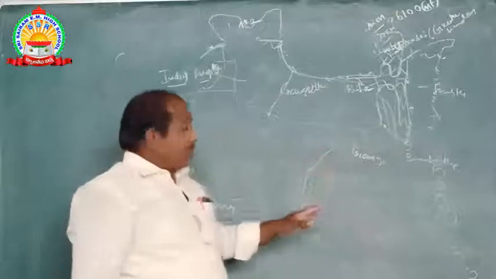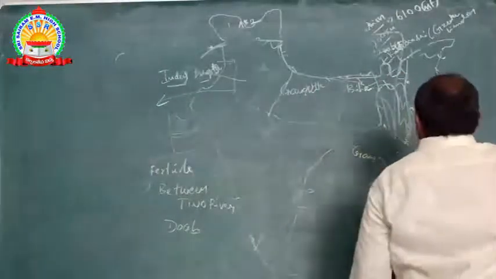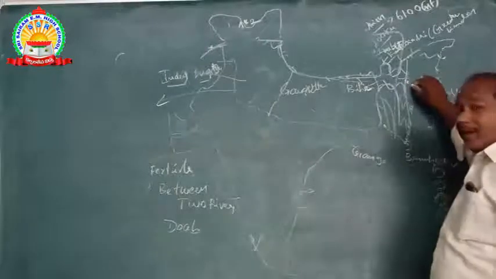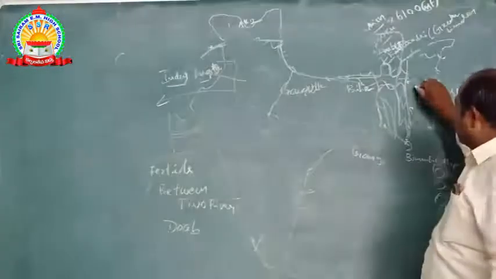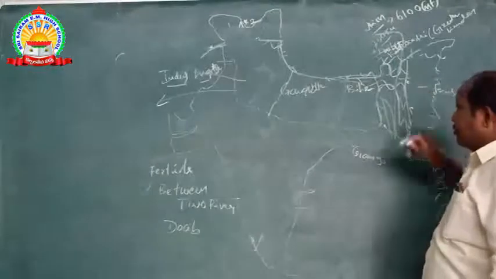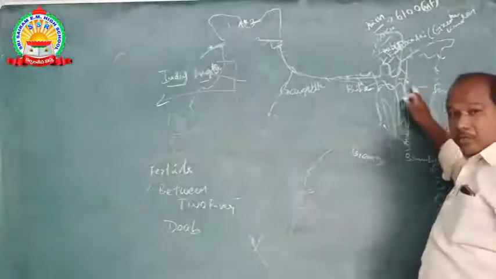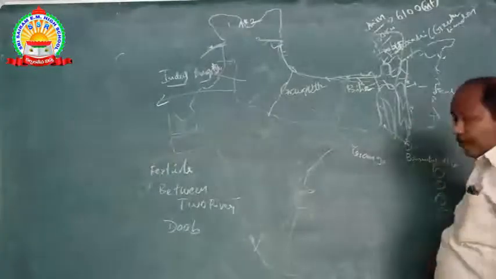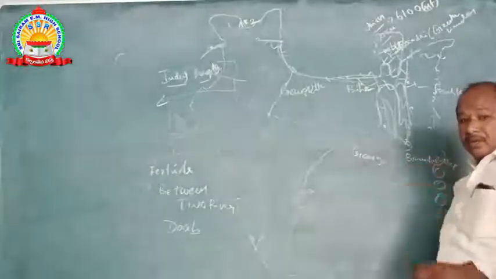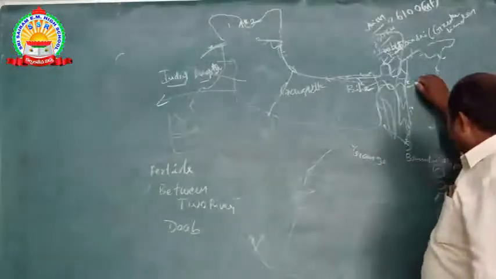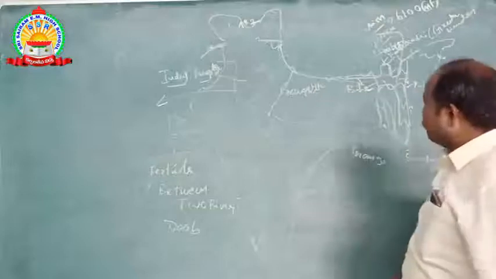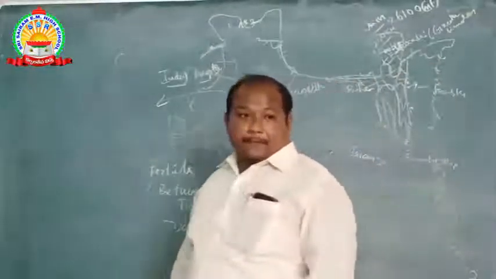Let us discuss the eastern part of the Indo-Gangetic Plain. This is formed by the Brahmaputra River. The eastern part of the Indo-Gangetic Plain always gets floods.